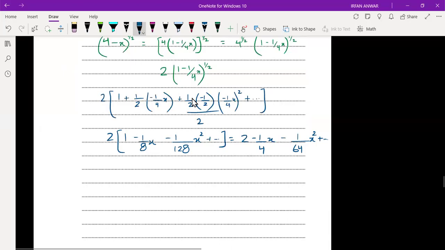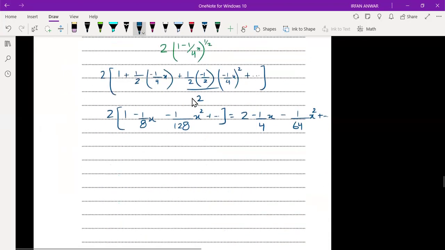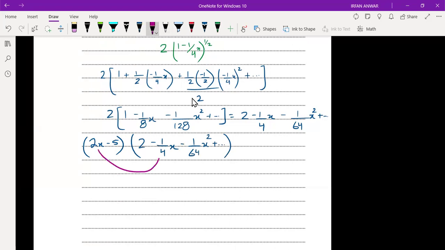Now, we need to multiply this with 2x minus 5, because we are looking for an x squared term, the coefficient of x squared. So this is 2 minus 1 upon 4 x minus 1 upon 64 x squared plus infinitely many terms which we are not concerned with. Now, in order to get x squared, we will multiply this with this.